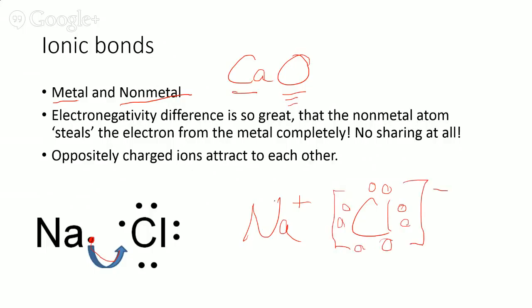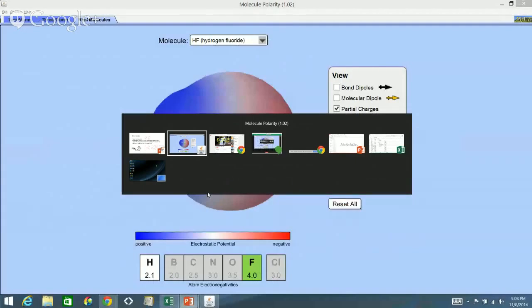And what do we know about opposite charges? They attract to each other. Perfect. So now we have a positive ion and a negative ion, and they're going to be bonded together ionically. So that, in a nutshell, is how you determine what kind of bond you're going to get between two elements. All right.